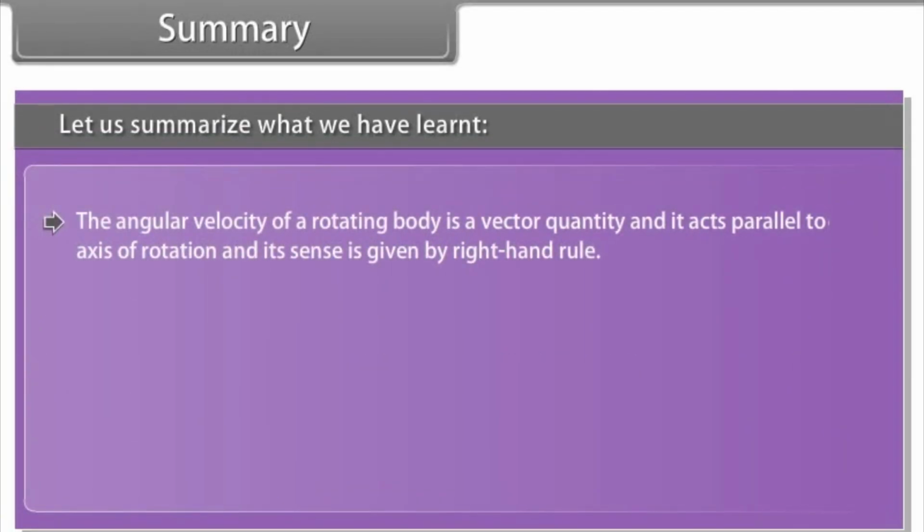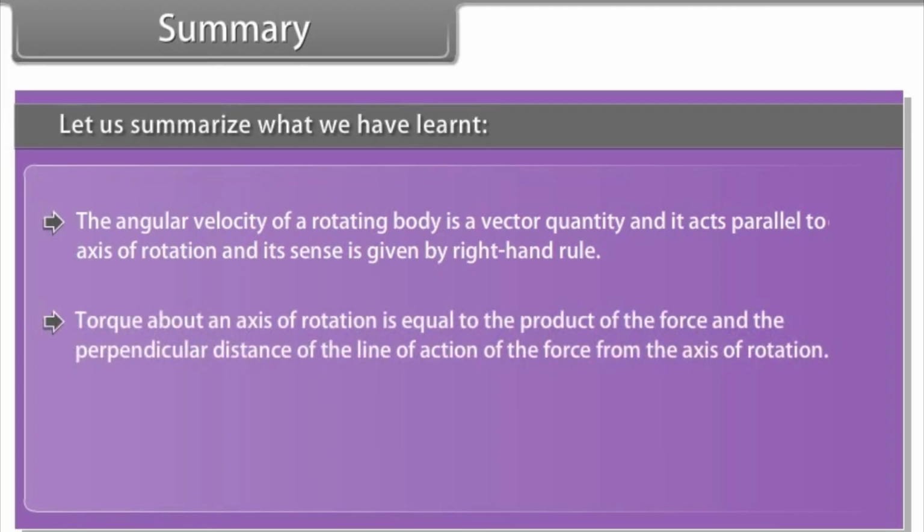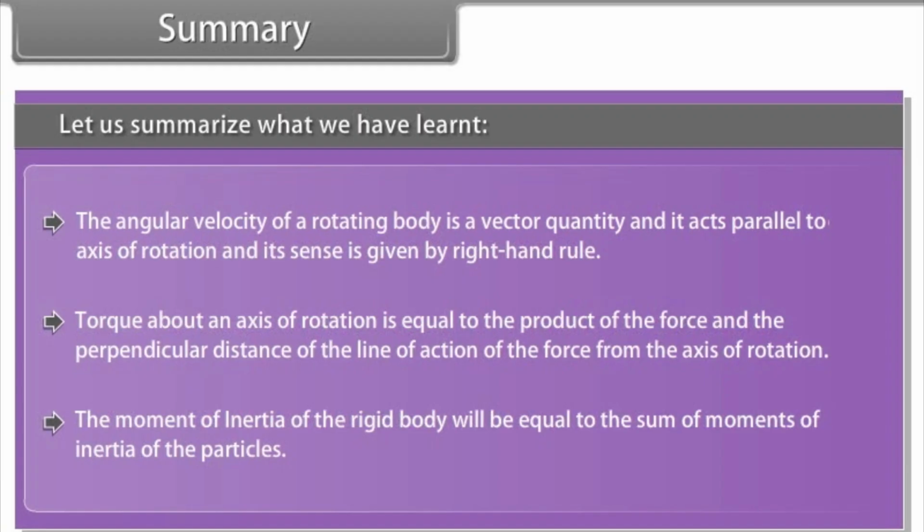The angular velocity of a rotating body is a vector quantity and it acts parallel to the axis of rotation, and its sense is given by the right-hand rule. Torque about an axis of rotation is equal to the product of the force and the perpendicular distance of the line of action of the force from the axis of rotation. The moment of inertia of a rigid body will be equal to the sum of the moments of inertia of the particles.